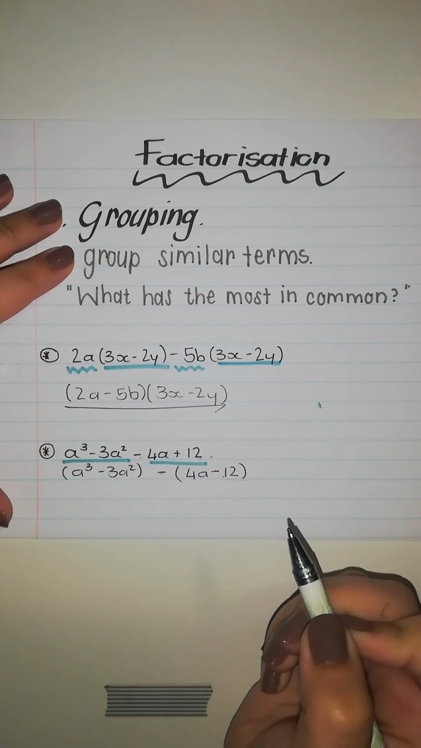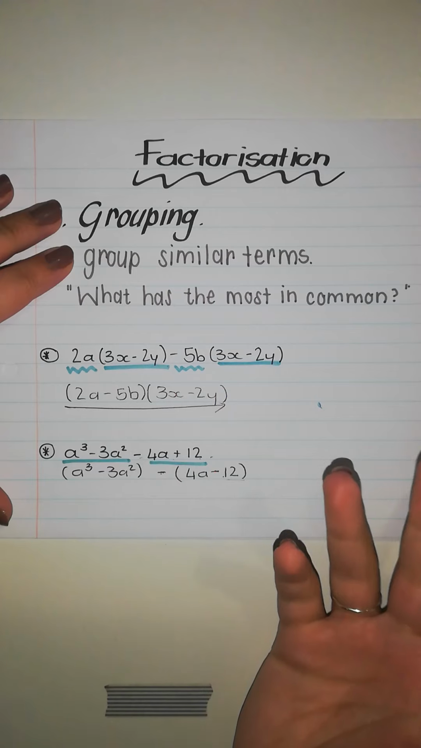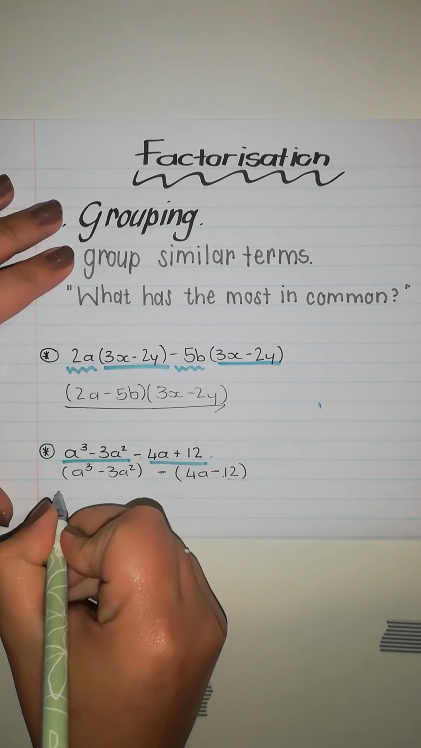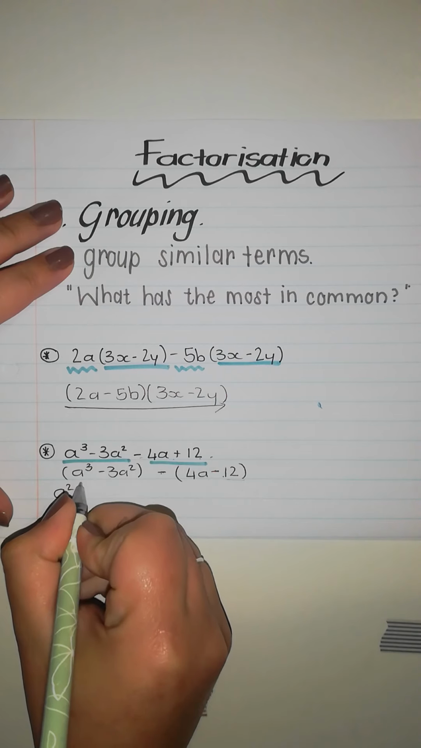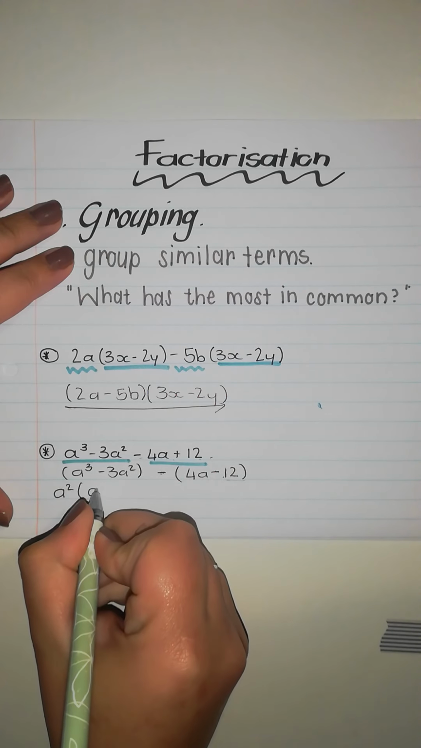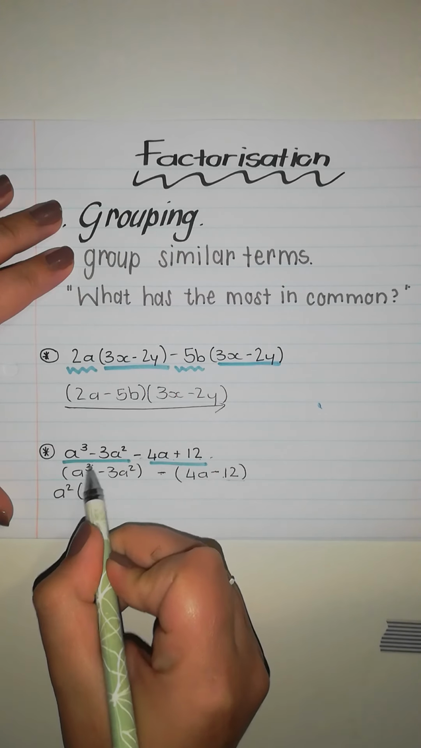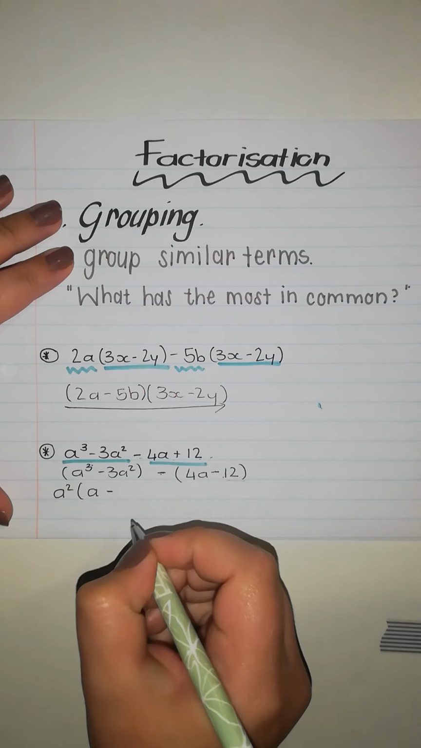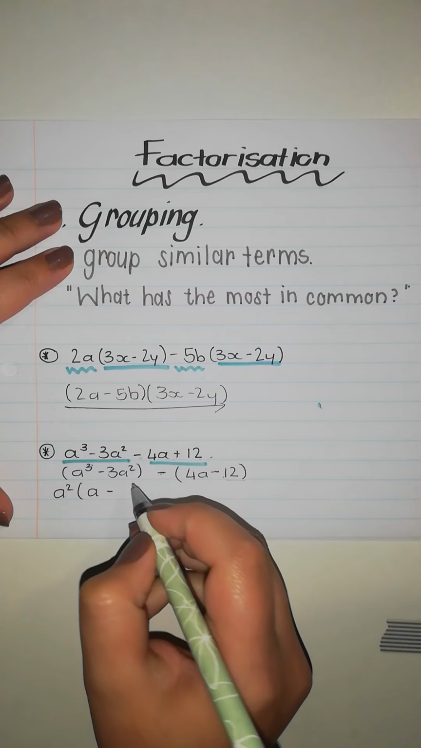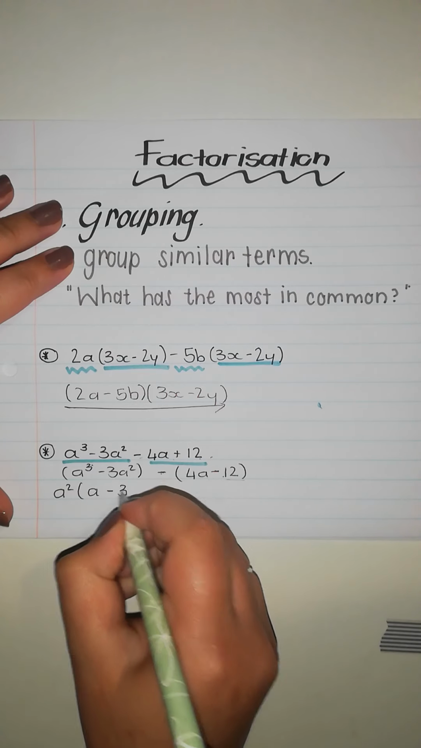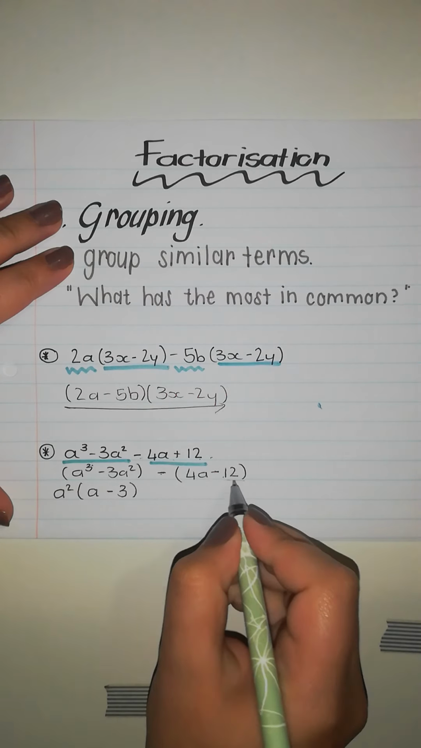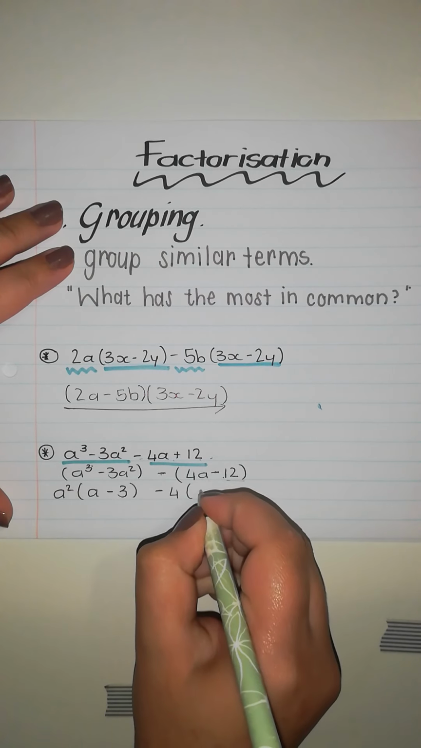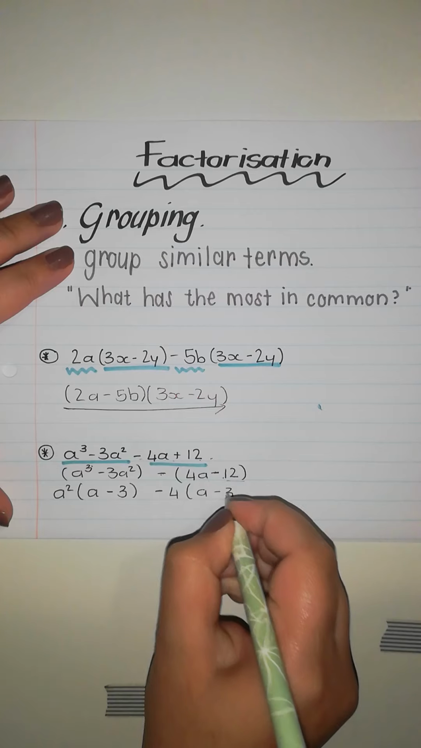Okay. Now my next question is, what can I take out? In my first one, I can take out a squared. That's the most I can take out, and what I'm left with is a, because a cubed divided by a squared would leave me with a, and 3a squared divided by a squared would give me 3. Now I look at my second one, I can take 4 out maximum. So then I'm left with a minus 3.